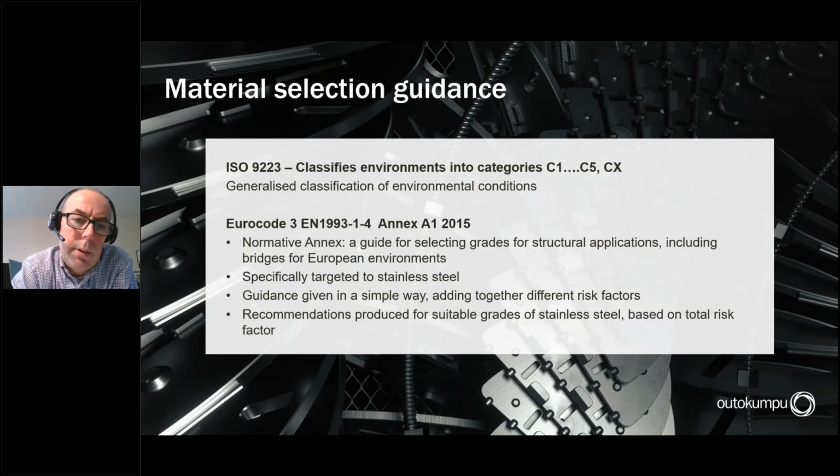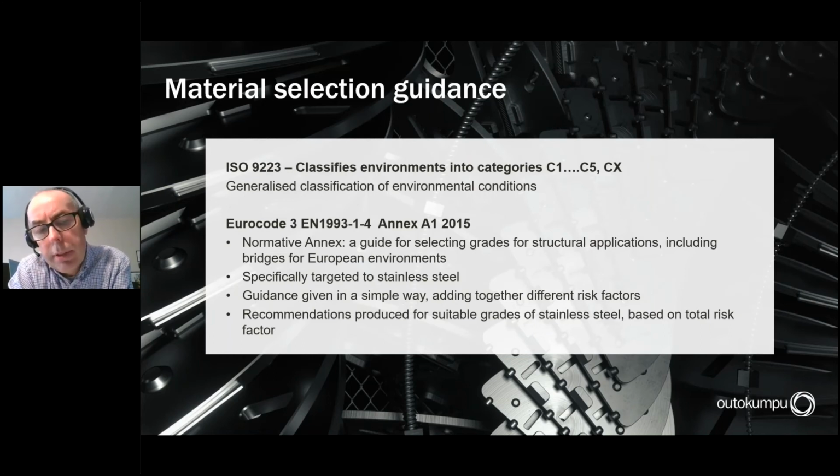One is that this ISO 9223 classification isn't based on the corrosion resistance of stainless steel. It's based on classifying environments based on the corrosion resistance of carbon steel or zinc. Stainless steel isn't included. And secondly, the ISO standard doesn't then lead you to a choice of which grade of stainless steel. It can only classify an environment.